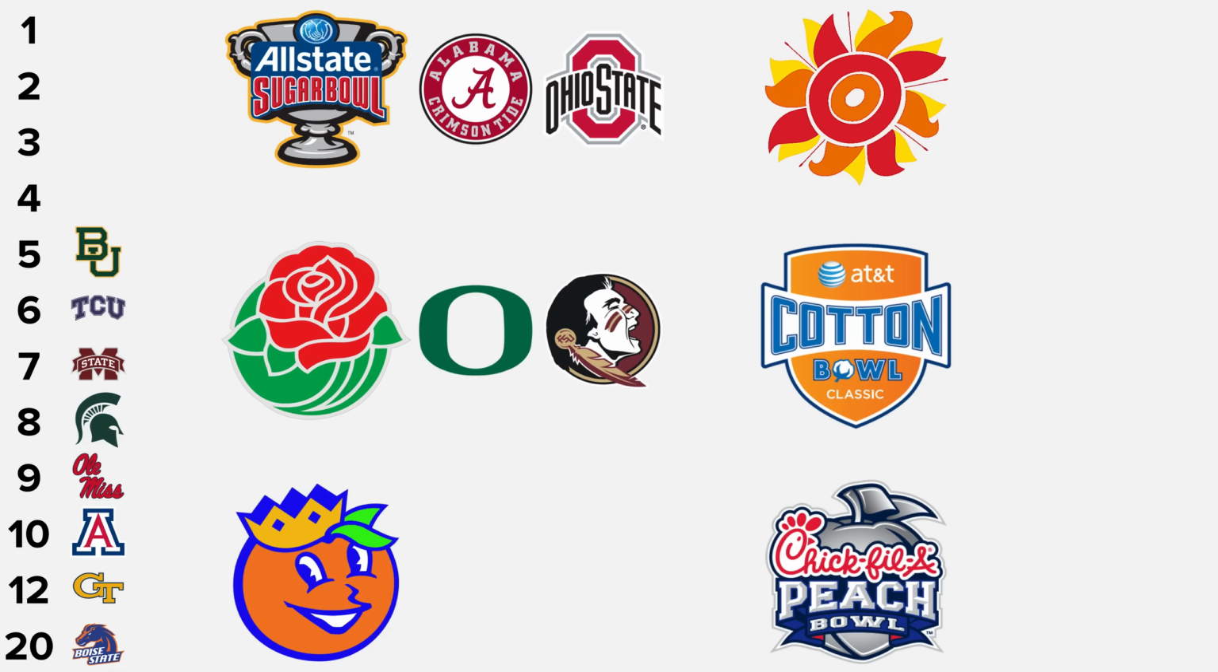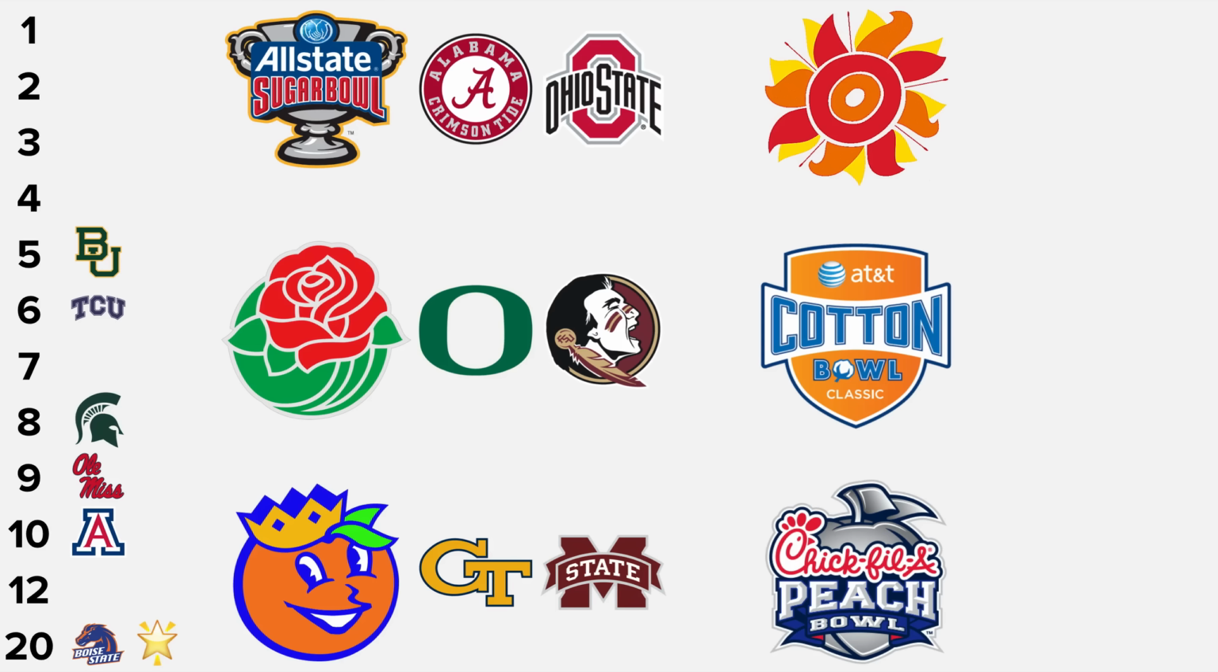Phase 2 is satisfying contracts. The ACC champ wasn't available, so the Orange Bowl got the highest available ACC team in Georgia Tech. The other spot went to the highest available team from the SEC, Big Ten, and Notre Dame, which was Mississippi State. Mountain West champ Boise State was the highest-ranked group of 5 champion, so it earned a spot somewhere.